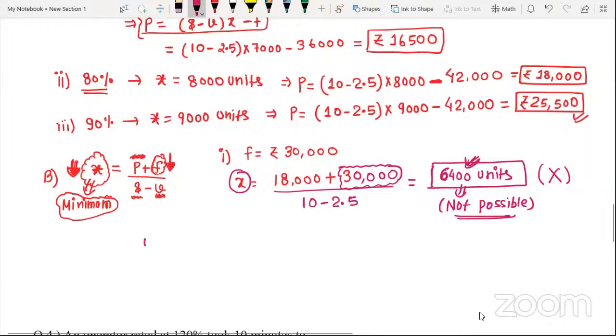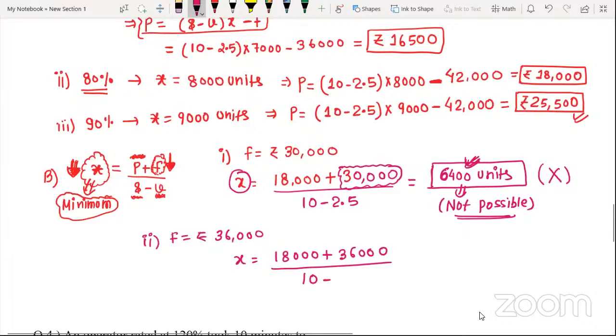So we will take the second part, when fixed cost is rupees 36,000. So in this case you will get the answer. x equals to P plus F upon s minus v. So you will get here 7,200 units. Okay, 7,200 units. So this is the second case.